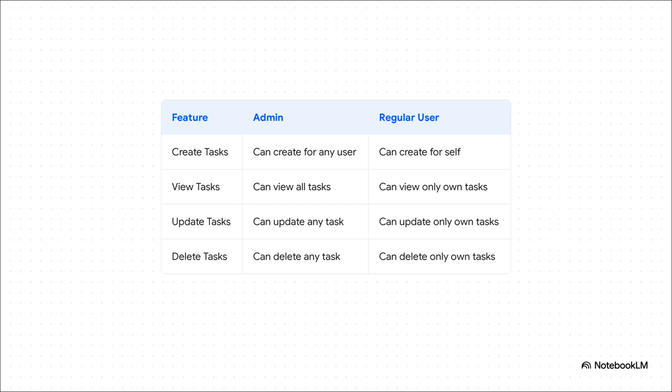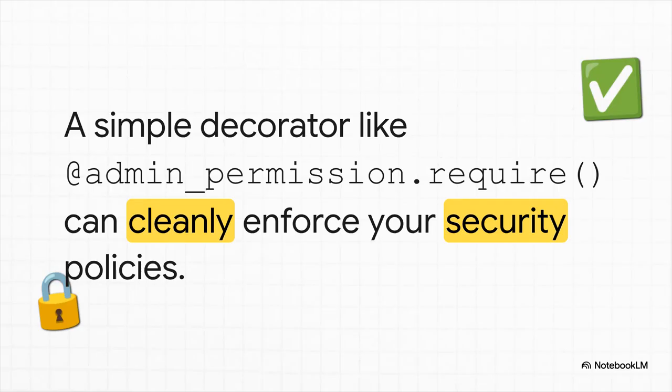This kind of permissions table makes it super clear who can do what, and it makes your app so much easier to manage as it gets more complex. So how does this actually look in your code? Well, it can be as clean and simple as using a decorator.